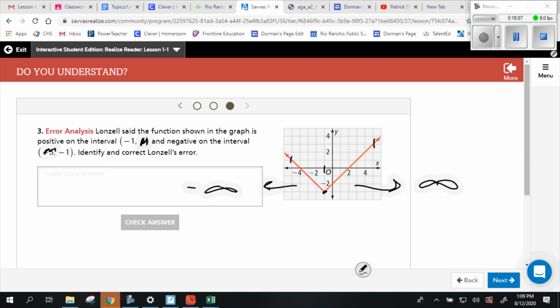positive. I'm sorry, I misread the question entirely. I'm talking about where it's positive and where it's negative. And my bad. Let me back up. That was correct if I was talking about increasing and decreasing. But unfortunately, I am not answering the right question. I got to talk about where it's positive and negative.